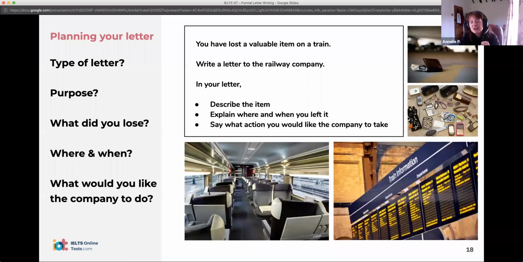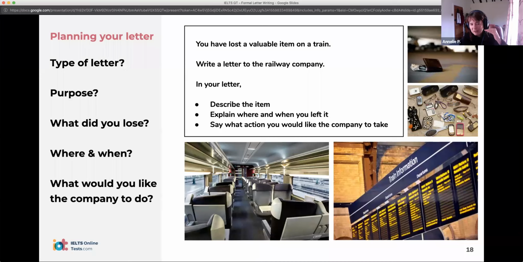So say what action you would like the company to take. Very good. Find it, check, get in touch with you as soon as possible. Devra, maybe give you some compensation. Maybe send it to you. Anything where you say what action you want them to take or what you want them to do, be specific. It's not enough to just say, I would like you to take some action or solve this problem. Be very specific with what you want them to do.